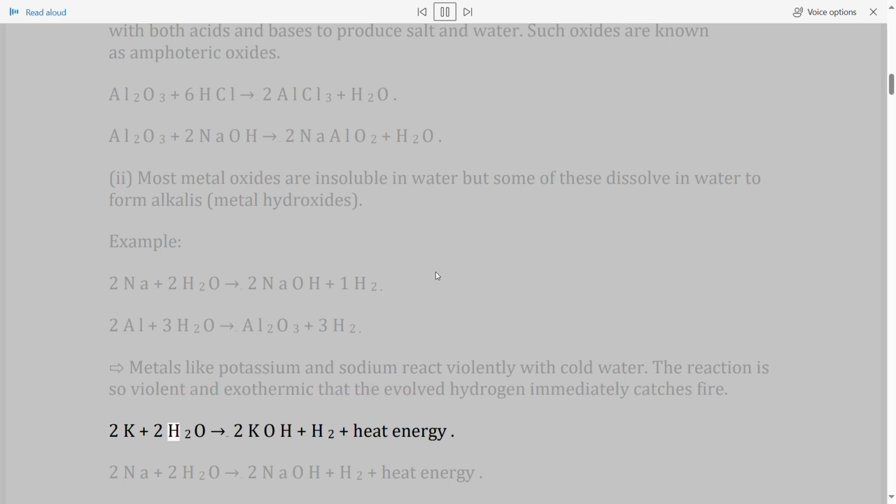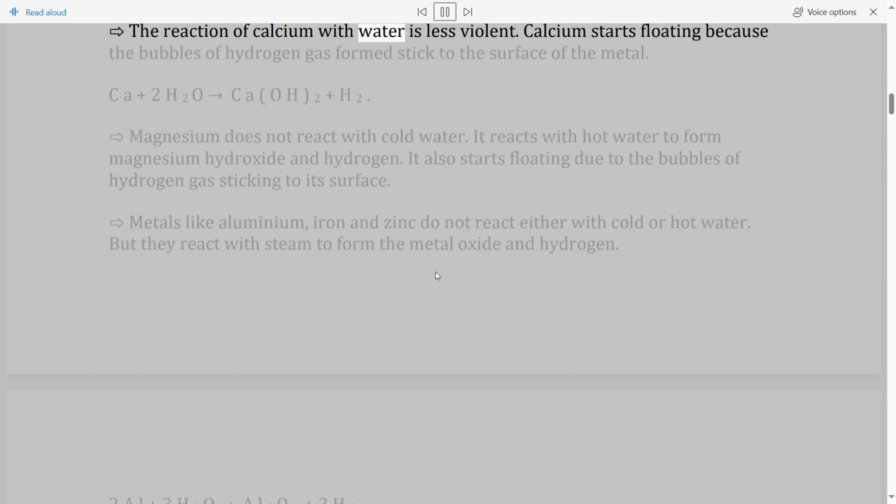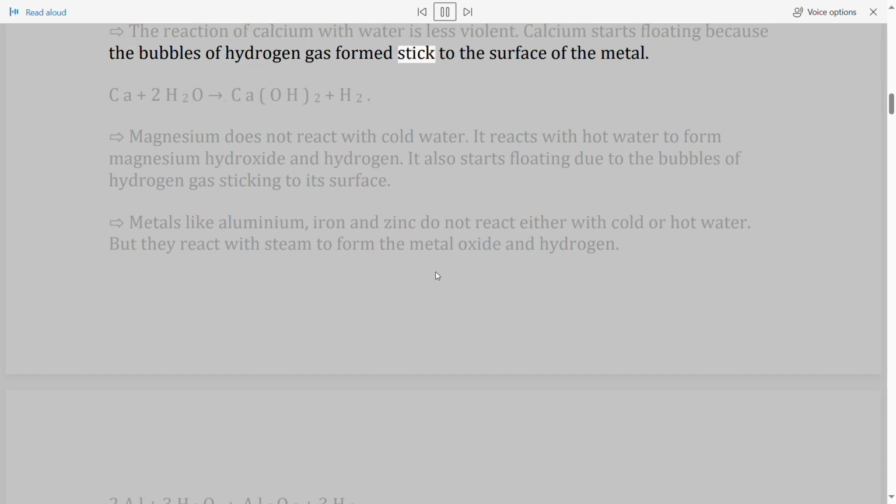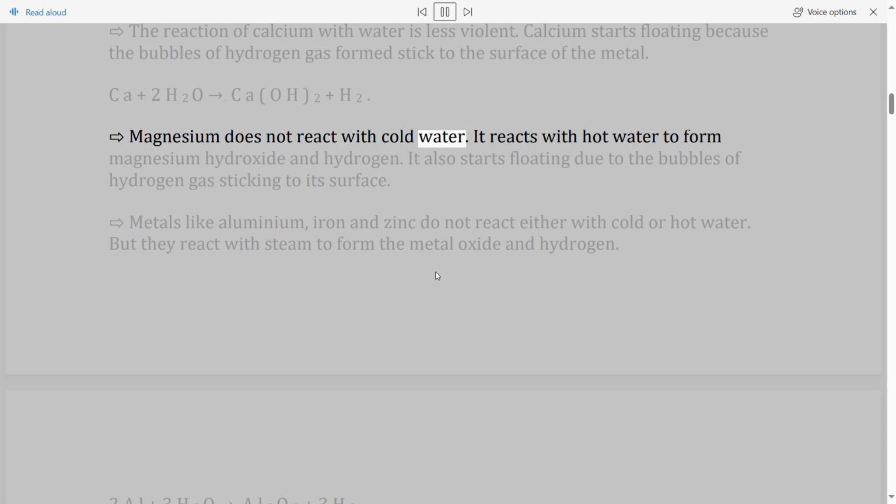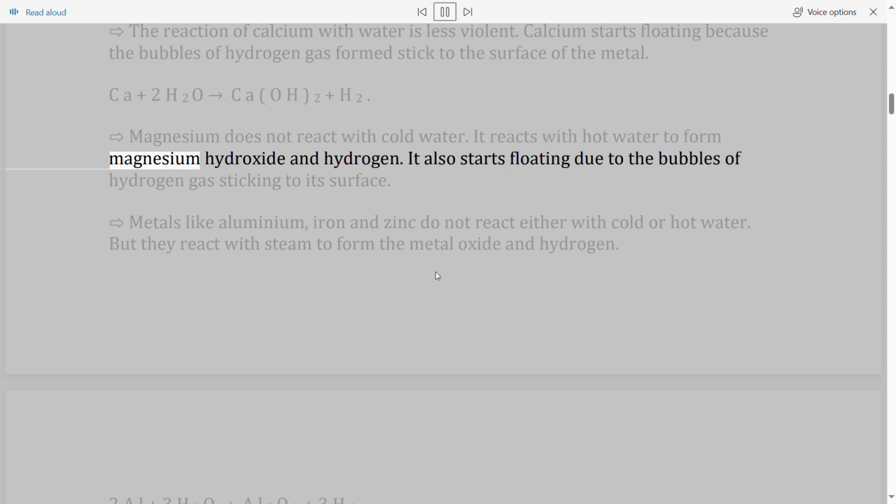2K plus 2H2O gives 2KOH plus H2 plus heat energy. 2Na plus 2H2O gives 2NaOH plus H2 plus heat energy. The reaction of calcium with water is less violent. Calcium starts floating because the bubbles of hydrogen gas formed stick to the surface of the metal. Ca plus 2H2O gives Ca(OH)2 plus H2. Magnesium does not react with cold water. It reacts with hot water to form magnesium hydroxide and hydrogen. It also starts floating due to the bubbles of hydrogen gas sticking to its surface.